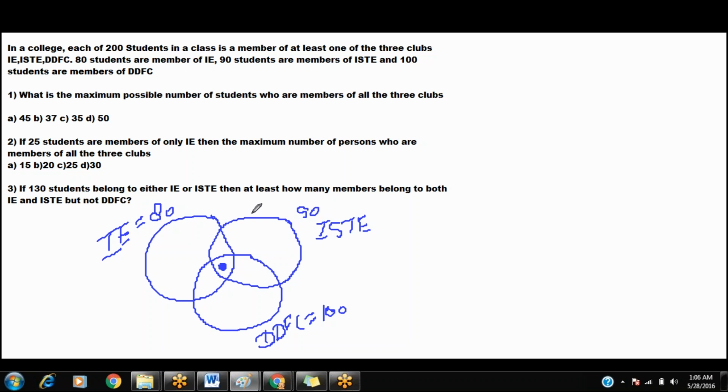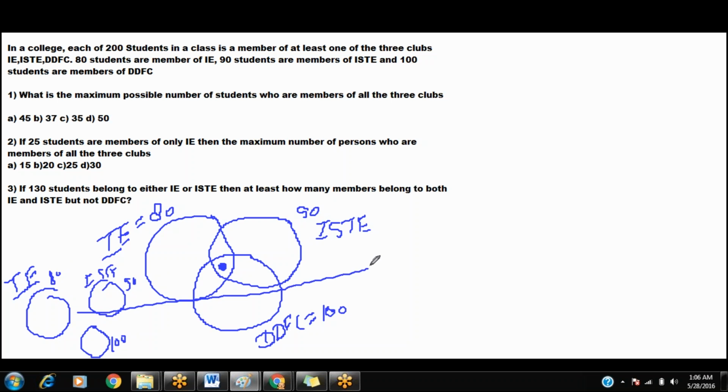Now let this value be 0. These are just three separate circles: this is IE, this is ISTE, this is DDFC, and this is 80, this is 90, and this is 100. So the total number of members in this case will be 80 plus 90 plus 100 is equal to 270. When there is no common part, the total number of members is 270, but our total number of members is 200. So this is not possible.